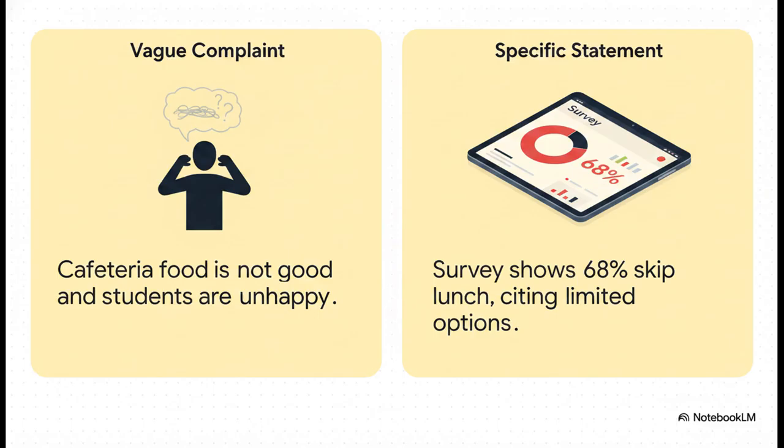Just look at how specific data instantly upgrades a weak complaint. Saying cafeteria food is not very good and students are unhappy, well, that's just a feeling. A decision maker can't really act on a feeling. But if you state that a survey of 847 students shows 68% skip lunch, citing limited options, boom, you have instantly upgraded a weak whine into an undeniable reality. You've given them hard, actionable evidence.